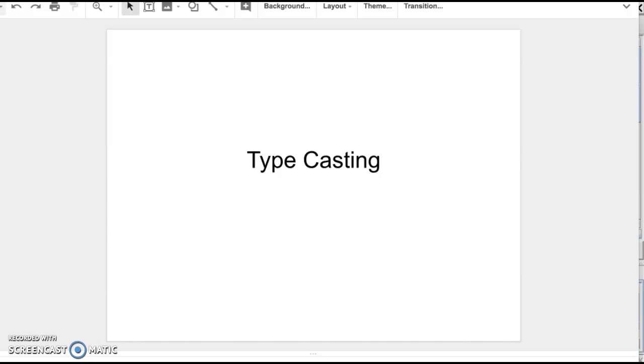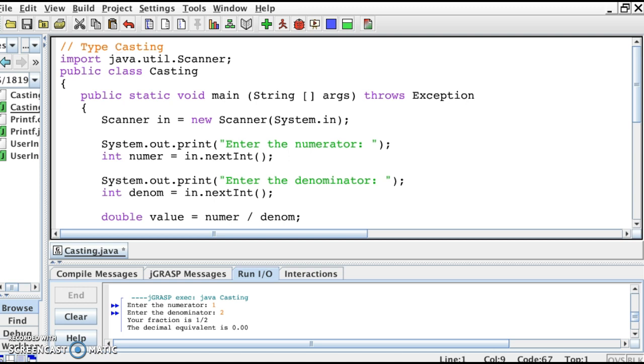Okay, hello. All right, this is a video on typecasting. That is temporarily changing a variable's type for different purposes. In this video, we're just going to talk about changing an int to a double temporarily. There's other typecasting we'll do later in the year, but we'll start off with an example.